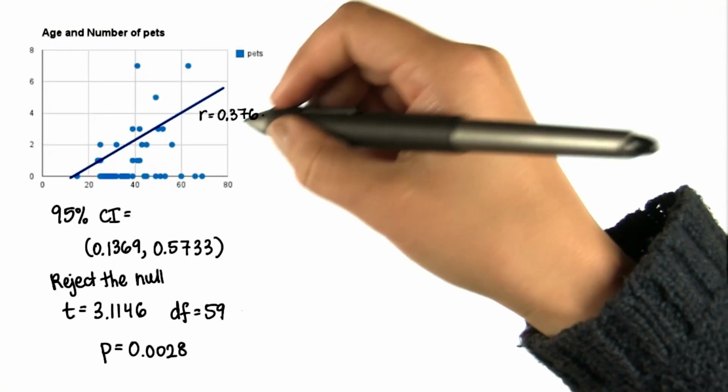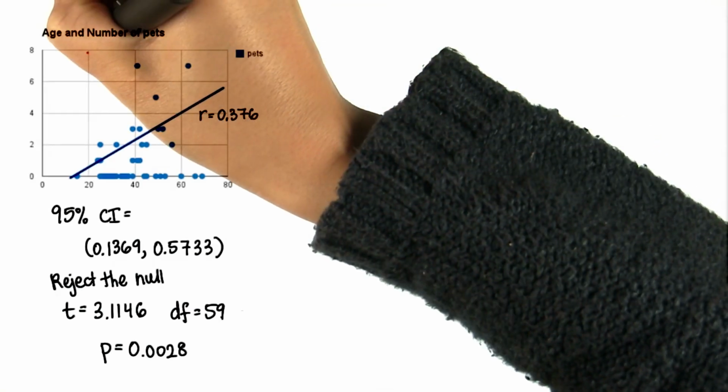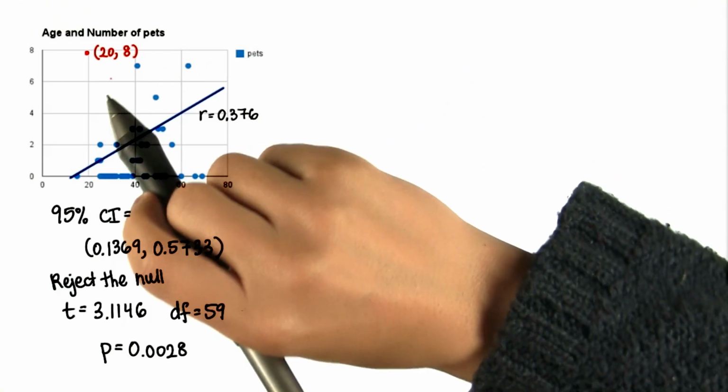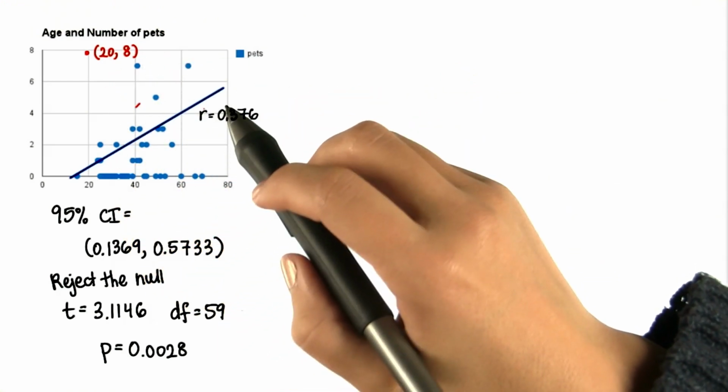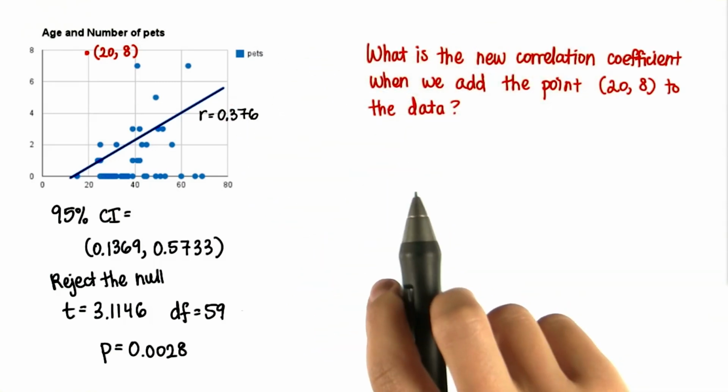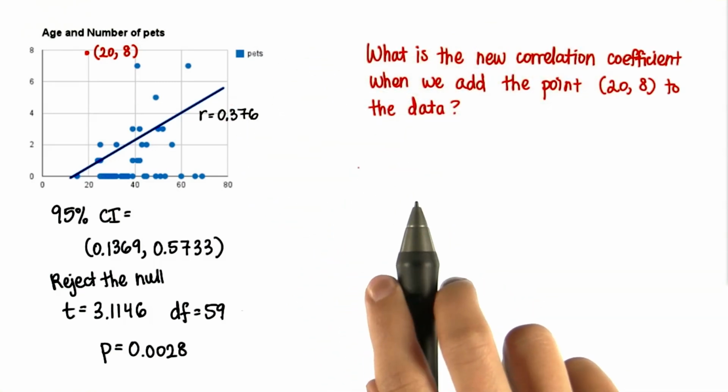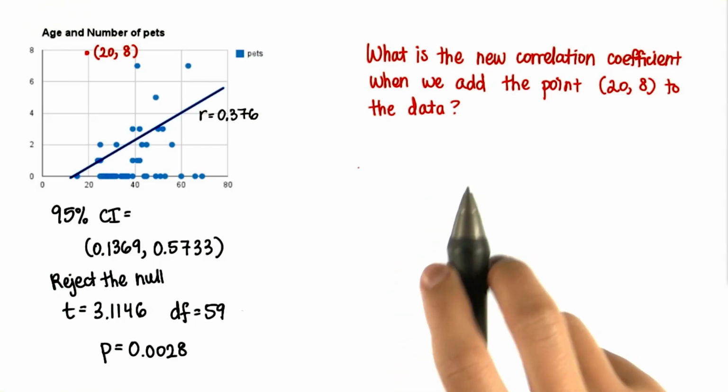Let's say we add an outlier to the data, like 20 and 8. A 20-year-old who has 8 pets. How do you think this will change the correlation coefficient? Go ahead and add this data point to the spreadsheet and find the new correlation coefficient.